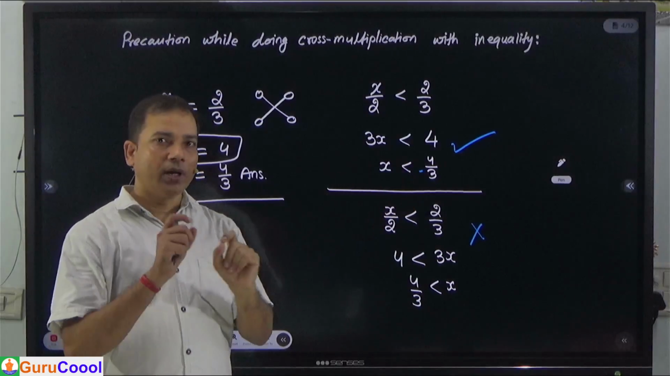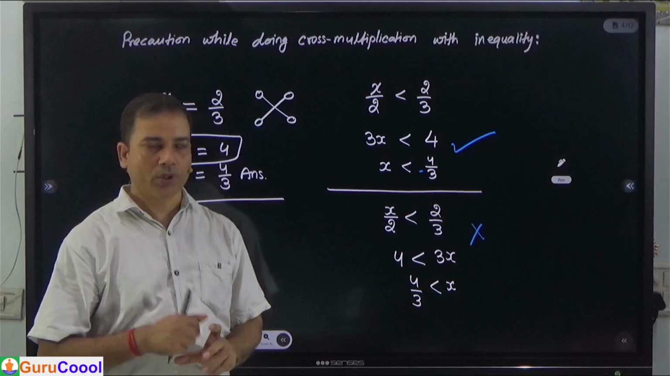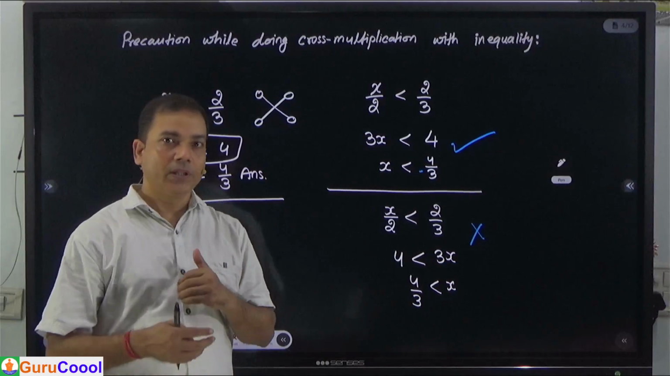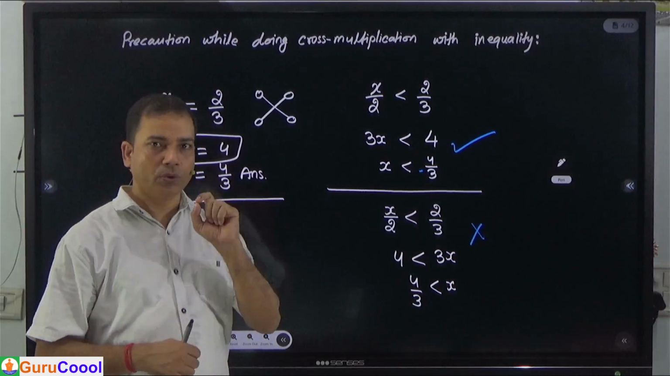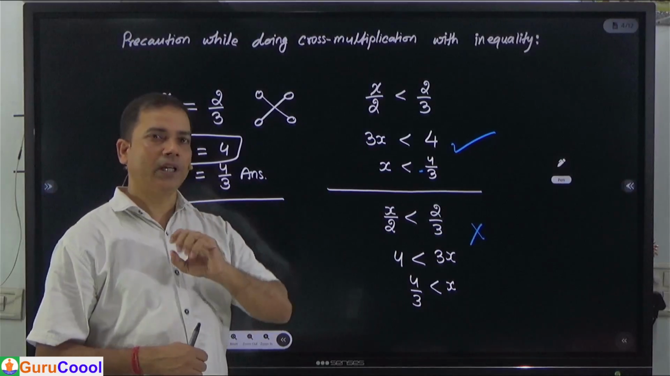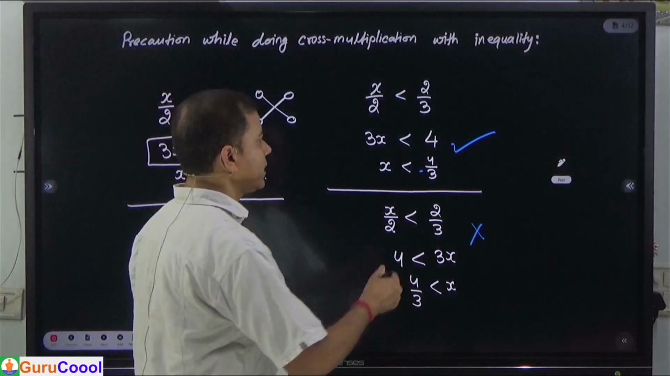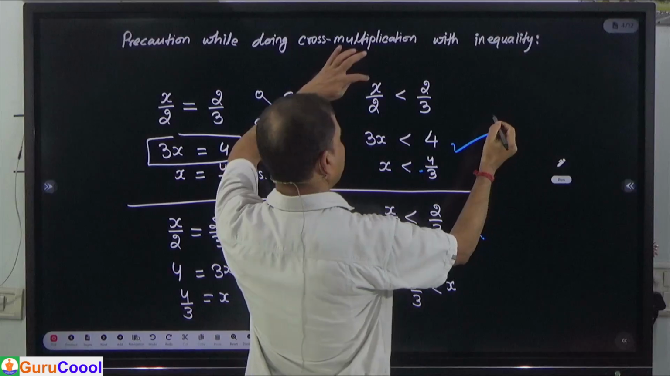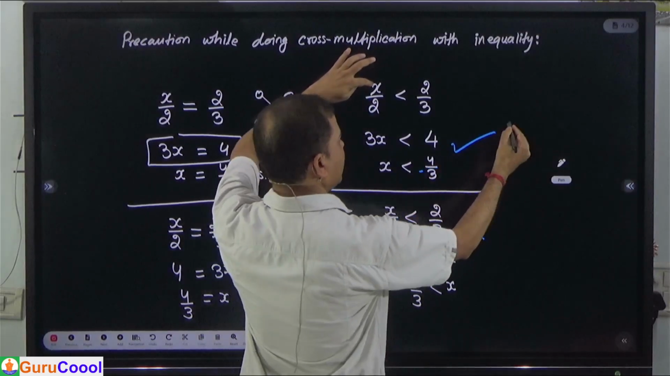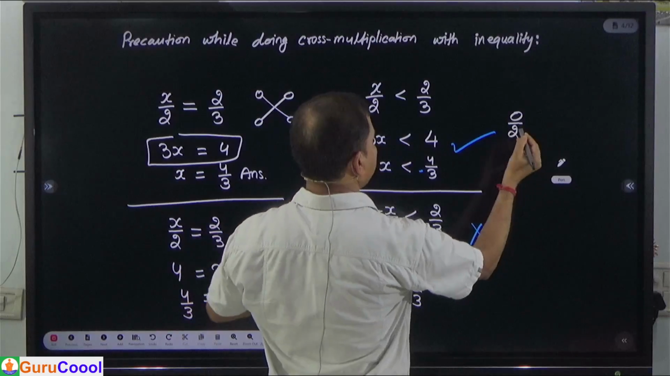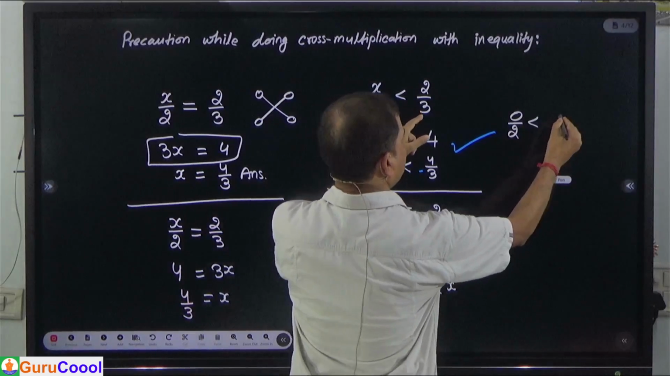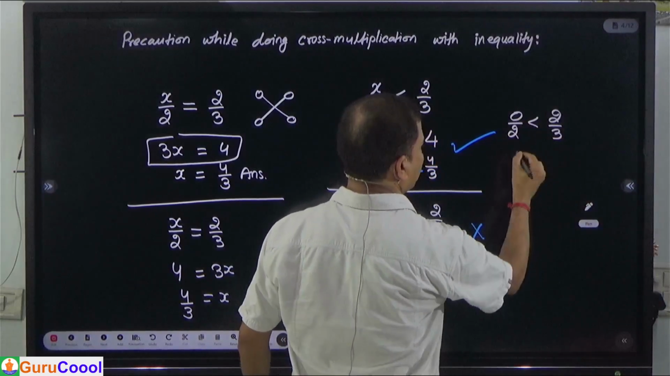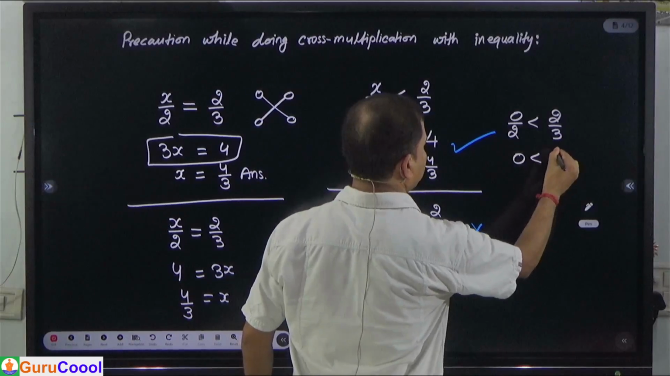4 by 3 means 1.3 almost, 1.333. So if we choose a number which is lesser than 4 by 3, we can choose 1, we can choose 0, we can choose like this. So if we choose, let's say 0, let us substitute in this x place 0. In place of x, if I substitute 0, it will be 0 by 2 lesser than 2 by 3. That further 0 by 2 means 0. 0 is lesser than 2 by 3.